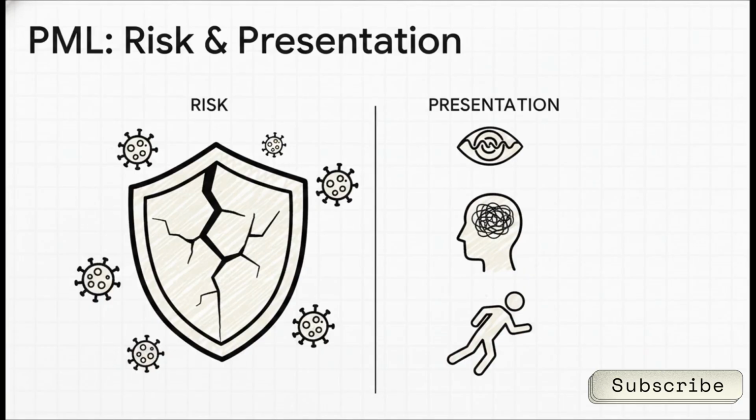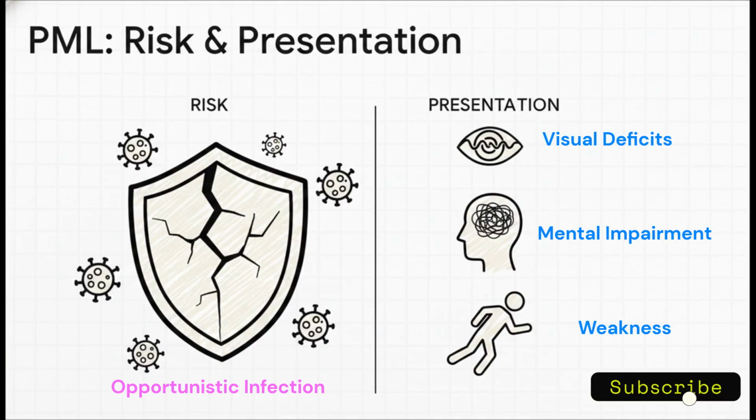So who gets this? The number one thing to remember about PML is that it's an opportunistic infection. If you see a test question about a patient with HIV/AIDS who suddenly develops new neurological symptoms, like they can't see properly, they're confused, they're weak, PML needs to be shooting to the top of your differential diagnosis. Honestly, over 80% of cases are in people who are immunocompromised. It is a hallmark of severe immune failure.